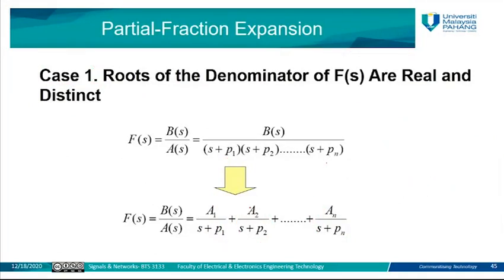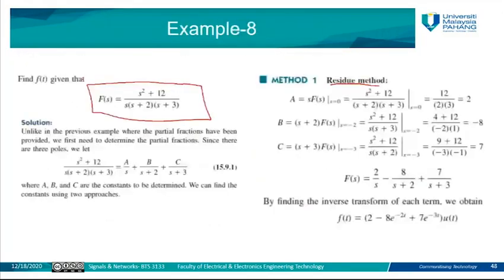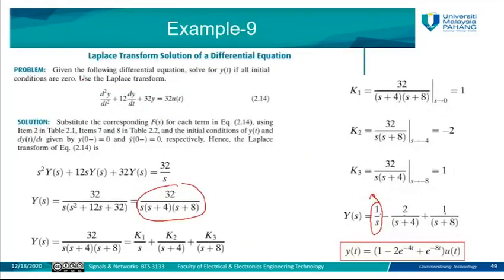In the first case, the form was (s plus p1), (s plus p2), up to (s plus pn), because the poles are different in case 1. But in case 2, the poles are the same. It doesn't mean all poles; you may have two poles the same and one different. So you need to apply both methods.